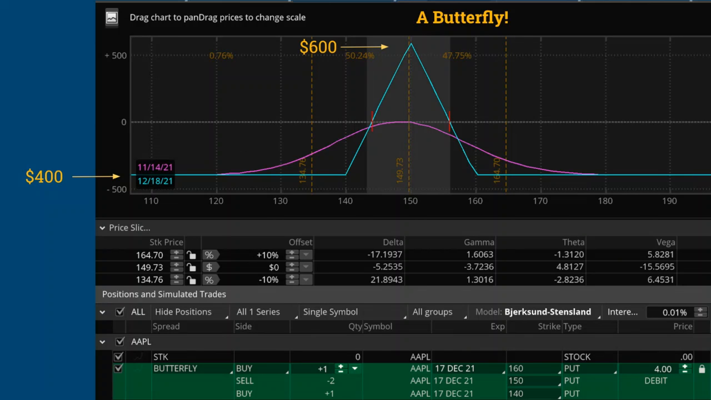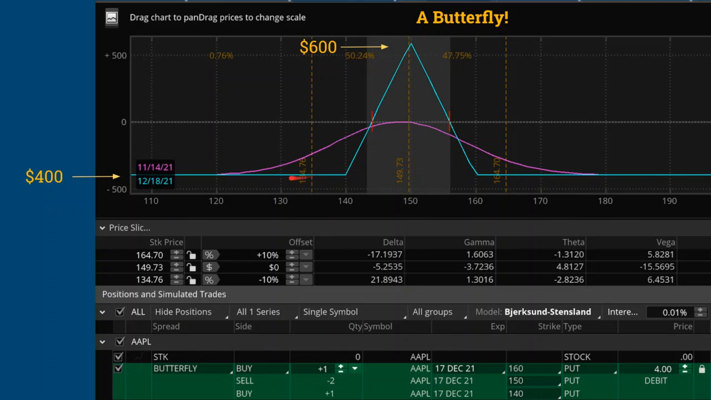Now let's look at a couple other unique ones. This is called a butterfly. Now a butterfly, I'll try not to complicate it. You can actually see what it is here. It's fairly simple really. You're buying one of the strike prices. In this case we bought 160. We sold two at 150 and we bought one at 140. So there's 10 points between the center of the tent here, 150, and 140 and 160. There's 10 points on each side.